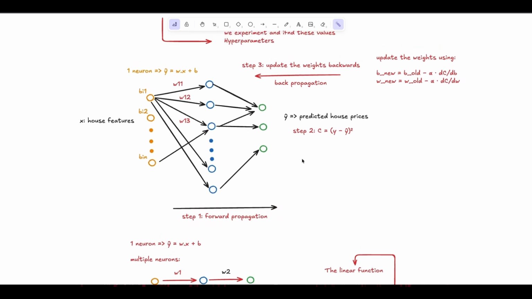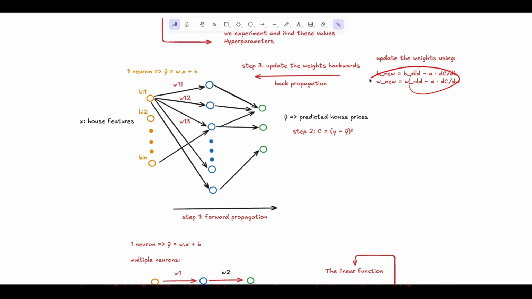Step 2. We calculate the loss. C equals (y minus y hat) whole square, where y is the actual house price. We will already have actual house prices in the training data, y. Step 3. Based on the loss, we use our optimization function to update the weights. But here's the key part. We don't update all layers at once. We start from the last layer and move backwards. Last layer first, then second to last, and so on. This step is called backpropagation. And this 3-step cycle, forward pass, calculate loss, backpropagate, repeats over many iterations until the network learns.